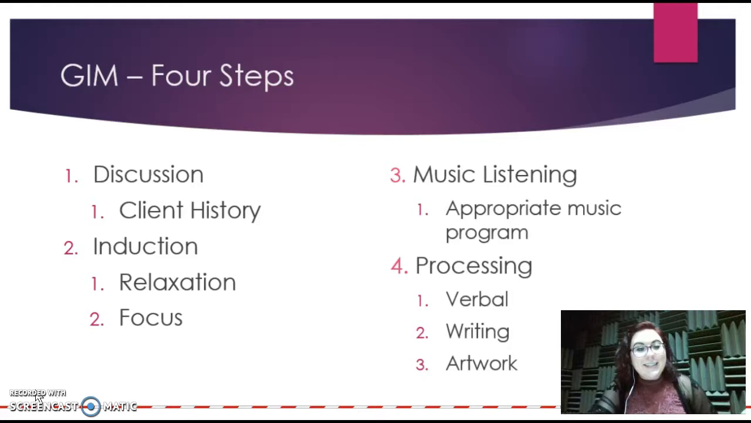So there are four main steps to a GIM session, and this might help clarify some of the salient features I mentioned. The first step is discussion, between the client and the therapist, for the therapist to get a general understanding of the client's history, especially if this is a first-time session. They can get an idea of what the client has been through, and maybe some therapeutic goals that they would like to work on. If this is not the first session, it can be a discussion of the previous sessions and what kind of progress the client would like to make.